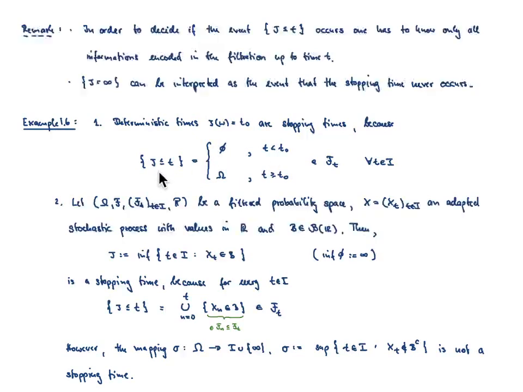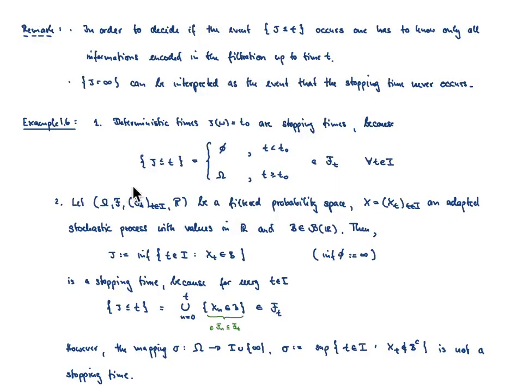On the other hand, if t is larger or equal to t naught, we see that this thing is true for all omega, so we get here the complete set capital omega. And you see both sets, the empty set and the full space omega, are contained in the sigma algebra F_t for every t in I, meaning that any deterministic time is a stopping time.